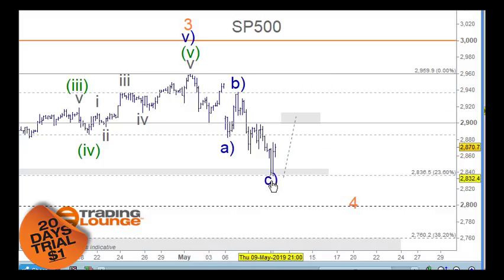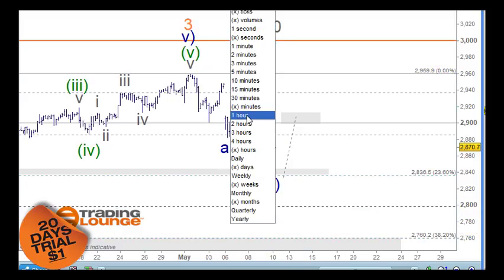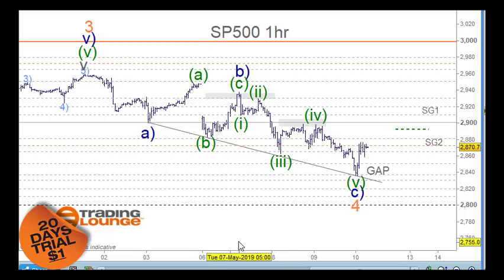So as it stands, this is the count here. If we just go to the hourly chart here, we can count it like this with the A wave here, an A and a B and a C for the B wave here, and 1 and 2 and 3, A, B, C for 4 here, and then 5 waves down here. It does appear that we've got an impulse wave coming up through here, and we have covered that gap. So that was our second target there.